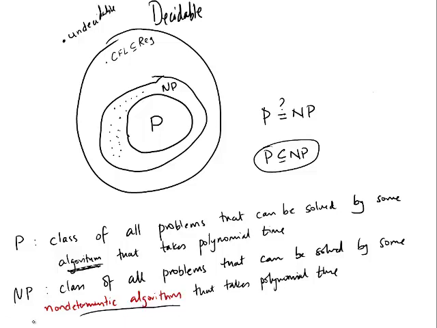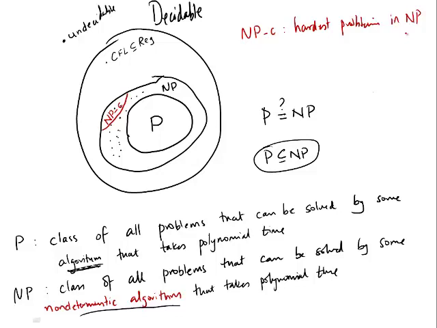Now there is a lot of study in this area, but it turns out that there is a subclass of NP problems, which are called NP complete problems, which are in some sense the hardest problems of NP. So think of NP complete as the hardest problems in NP. So these are the hardest problems that have a non-deterministic algorithm that works in polynomial time. The notion of why it is the hardest we'll define later.